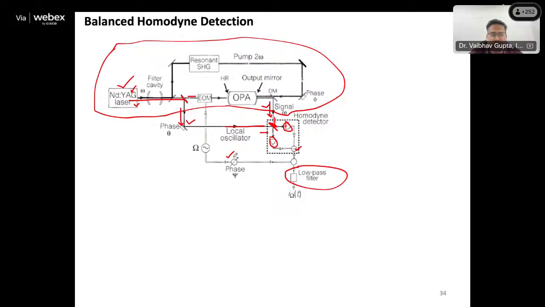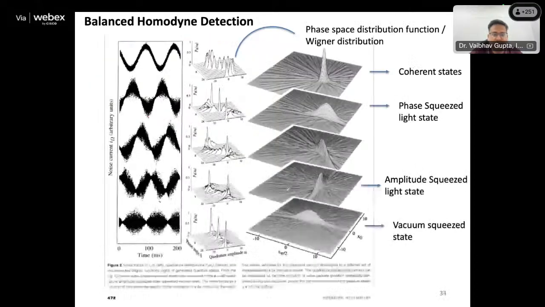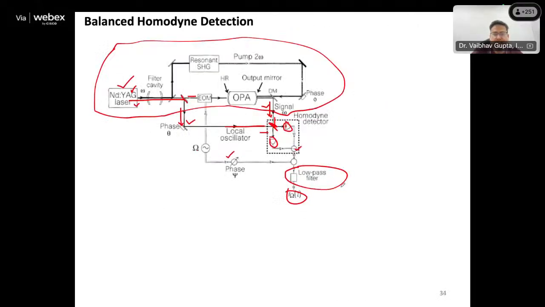So you keep changing your phase from this location, and you keep calculating this current value. And what you will see is that here is this current value. So you keep changing that, and for different phase, you can try to plot this Wigner distribution function. And similarly, by doing this diagram, they try to plot this. So this is the way of characterizing quantum light sources.